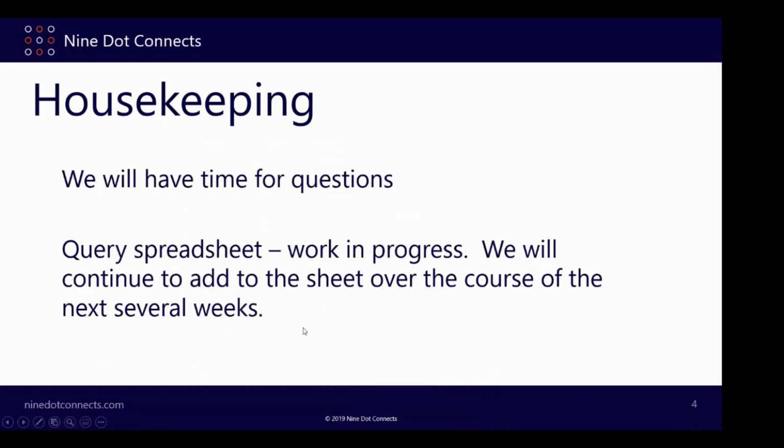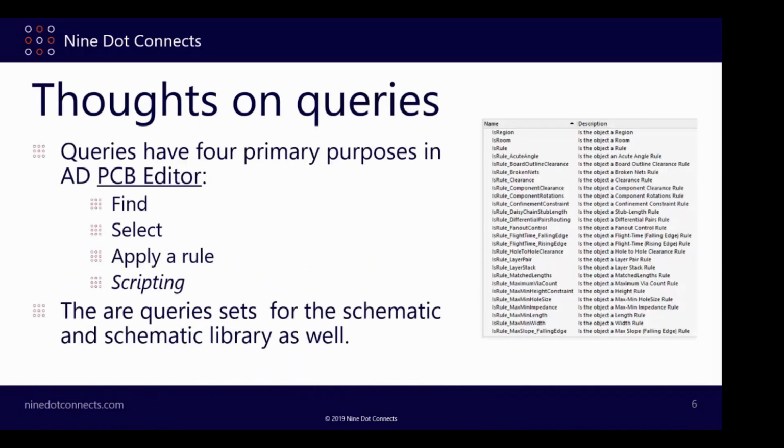With that being said, let's get on with it. A couple of thoughts on queries before we dive into the different categories. Queries have 4 primary purposes. They are to find and select, which are almost synonymous with each other, though you can find without selecting. That's just called highlighting. But selecting is so that you can perform an additional edit on it thereafter.